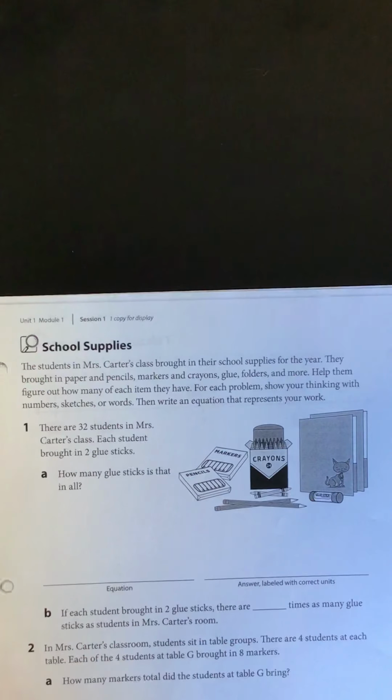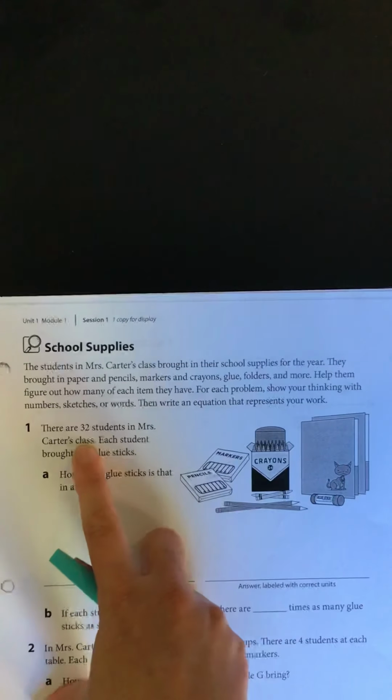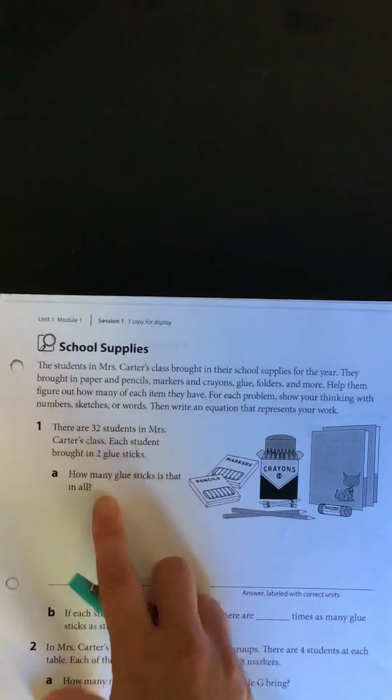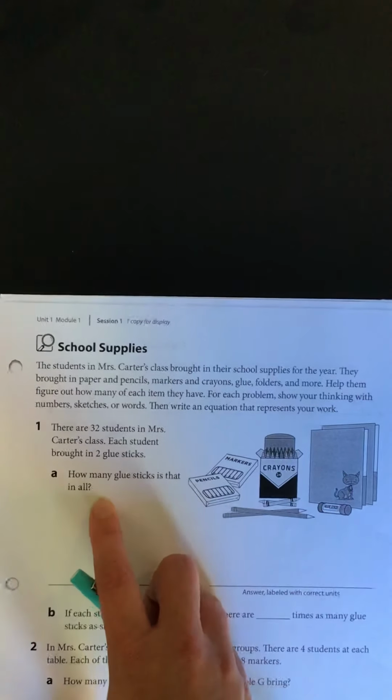Okay, so an equation. An equation is when we have two different numbers, a symbol in between those numbers, and then we put an equal sign and whatever the answer is. So nothing hard. I'm going to show you where the multiplicative comparison comes in with this problem. So there are 32 students in Miss Carter's class. Each student brought in 2 glue sticks. How many glue sticks is that in all?